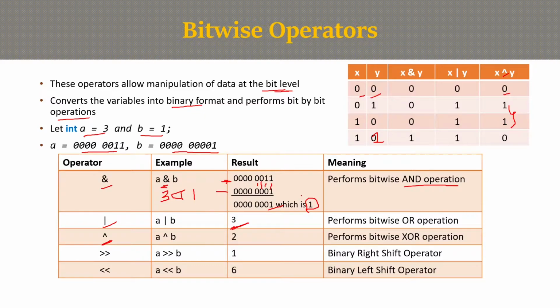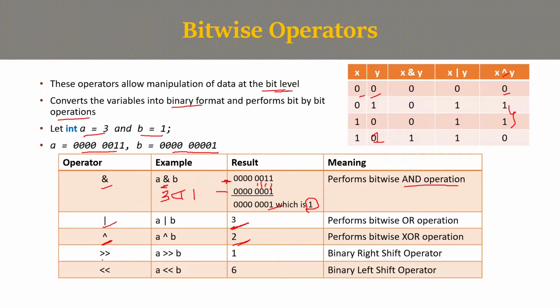Similarly, for our XOR operation, if we are doing the XOR operation for these 2, then 1 and 1 will give us 0. So it will be 0 here, right? But 1 and 0 will give us 1, right? And after this, all of them are zeros, so it will be filled with zeros. So we will have the result 1 and 0 here. This 1 0, if converted to decimal, will be 2. That is why if we do A XOR B, that is 3 XOR 1, we will get 2 here, because it performs the bitwise XOR operation.